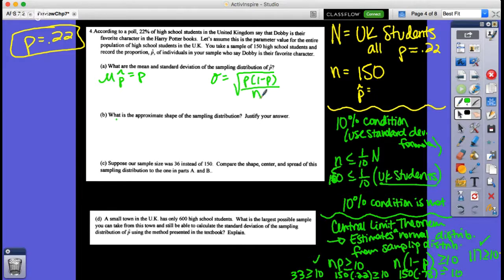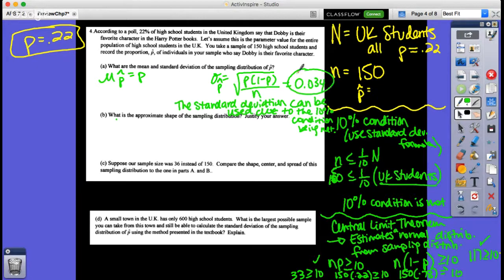What I can say, though, is because I've already done the 10% condition, I can say something about the fact that the standard deviation can be used due to the 10% condition being met, okay? All right, so this right here we can actually find. Now, when I plug in the standard deviation, and I'm guessing you know how to plug stuff in there, okay? Maybe that's on me, but this would be the standard deviation of p hat here, and this would be equal to 0.034, okay? Boom.